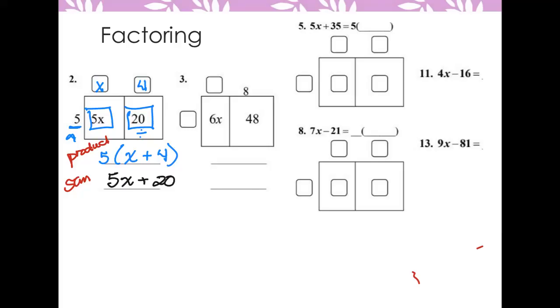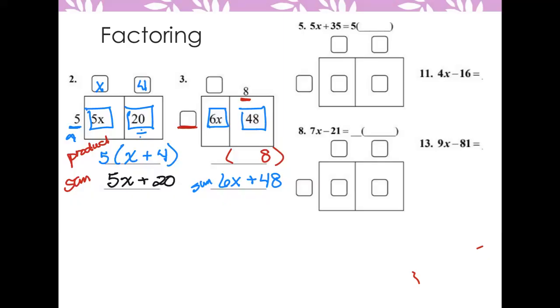Let's look at number 3. So they give us the sum, okay? So let's put that on the bottom. That is 6x plus 48. That is the area of the entire larger rectangle, okay? Now this time they don't tell me what I'm factoring out, although you might be able to figure it out. They do tell me that this amount here is 8, okay?